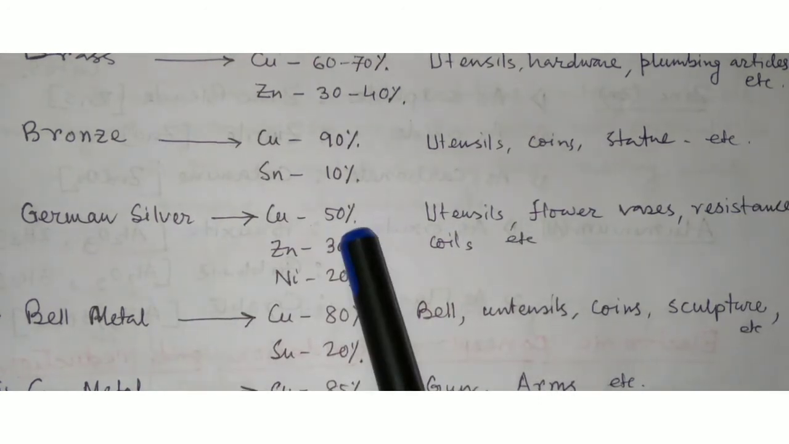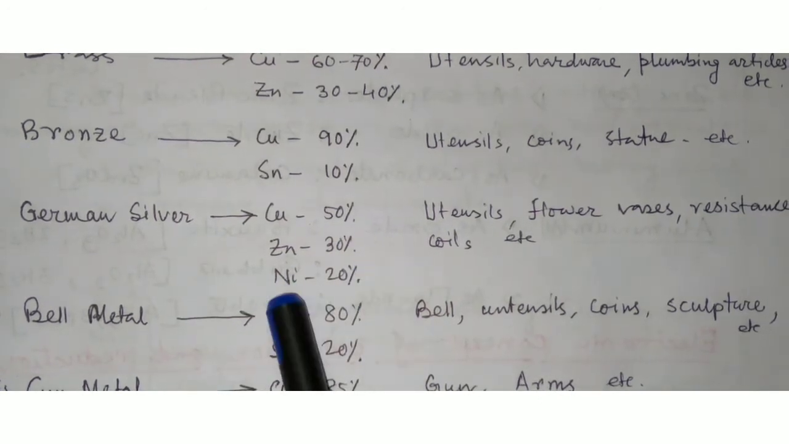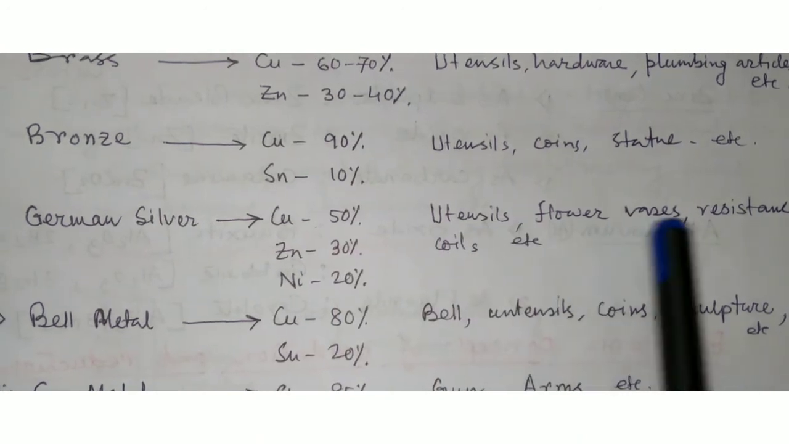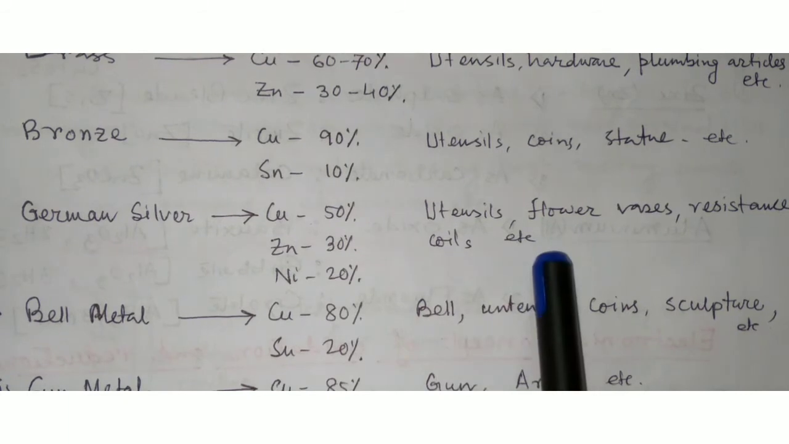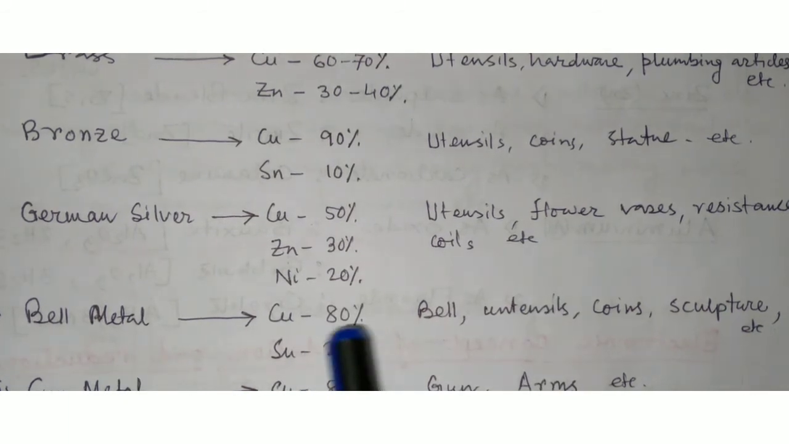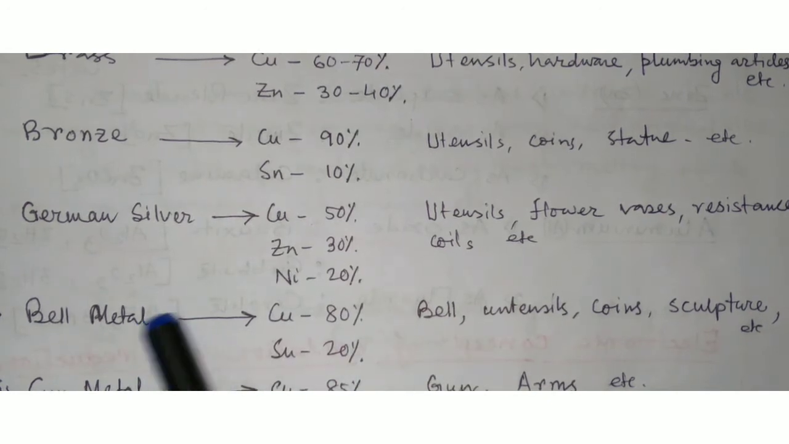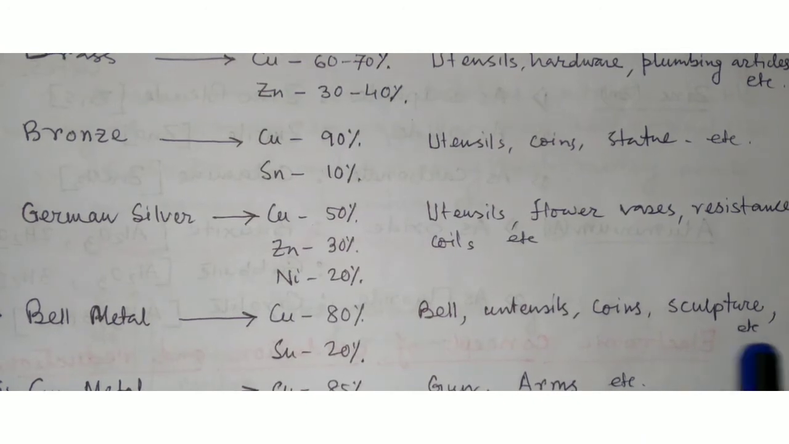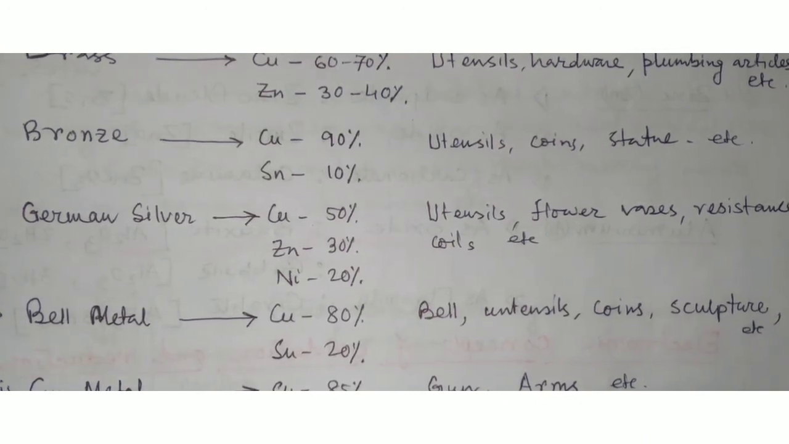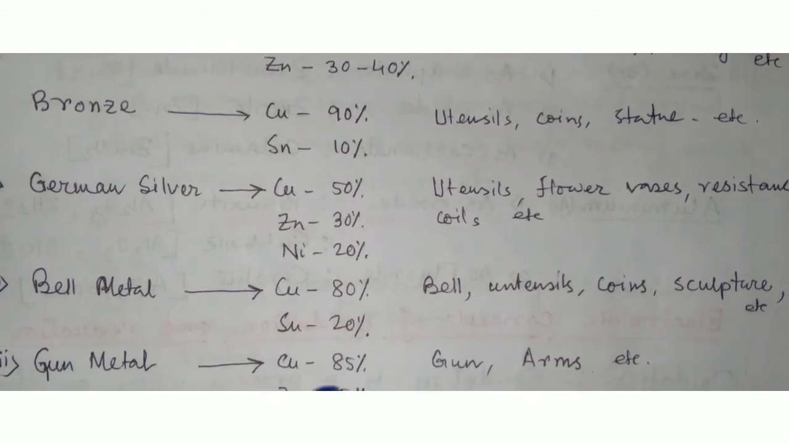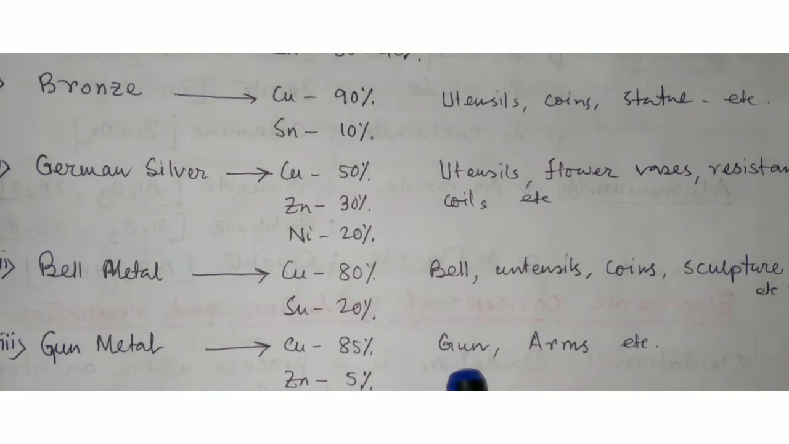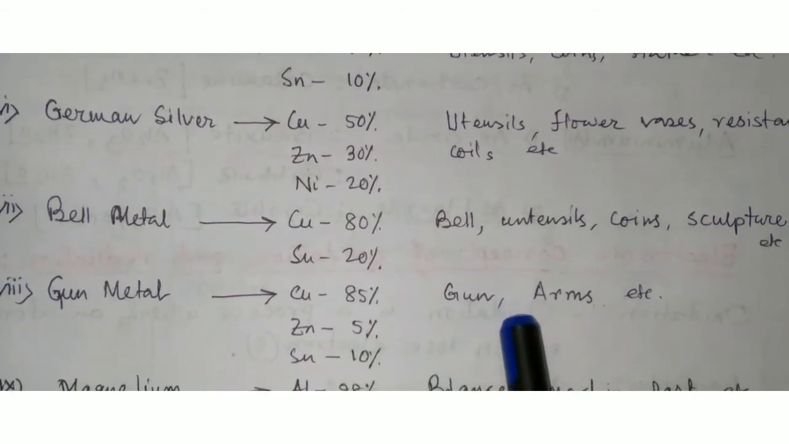German silver: copper is 50%, zinc is 30%, nickel is 20%. It is mainly used as utensils, flower vases, resistance coils, etc. Bell metal: copper is 80%, tin is 20%. It is used to prepare bells, utensils, coins, sculptures, etc. Gunmetal: the composition of gunmetal is copper 85%, zinc 5%, tin 10%. It is used for guns, arms, etc.